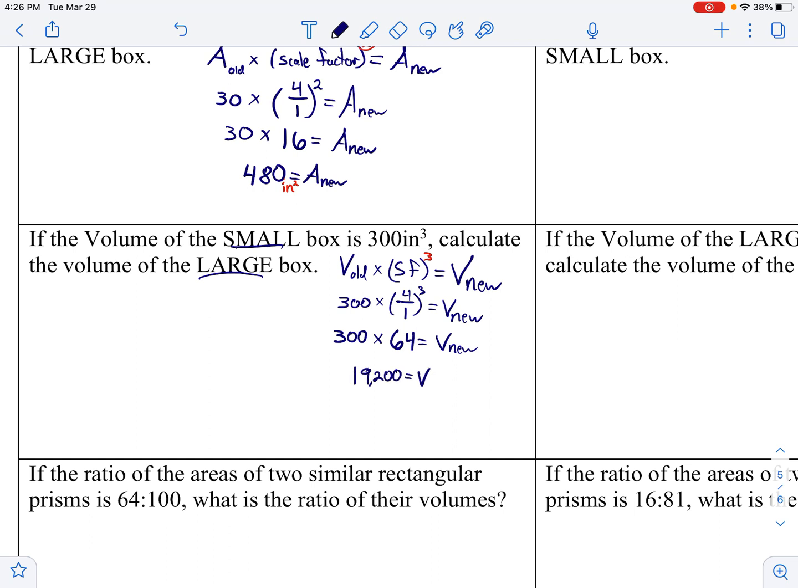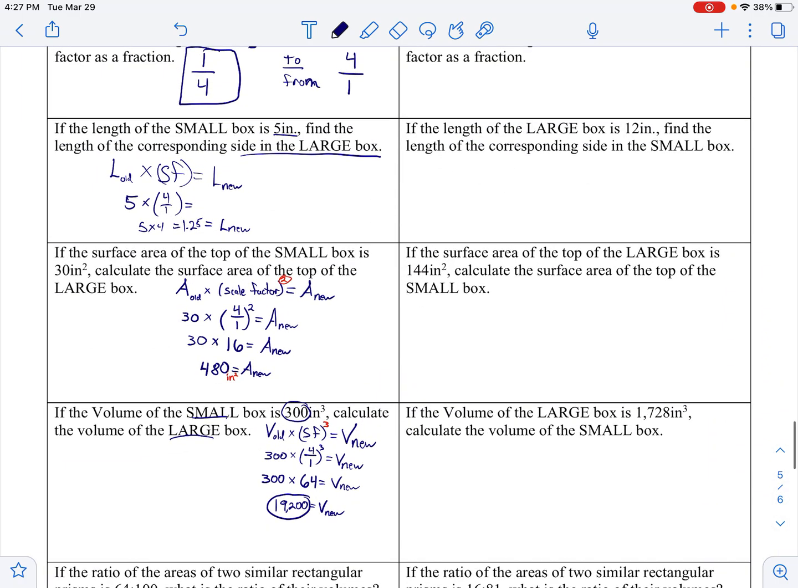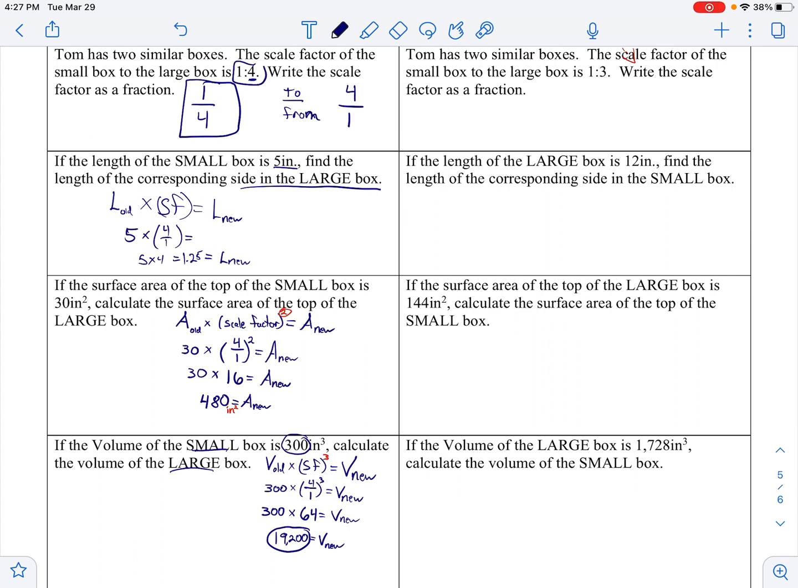19,200 equals my new volume. So if we look here, we went from a volume of 300 to a volume of 19,200. So it's a huge leap. Keep in mind that the scale factor has remained 1 to 4, but that difference of 1 to 4, that large box being 4 times larger, means that it's 4 times wider and 4 times longer and 4 times taller. So it's really 64 times bigger. It's quite a bit bigger.